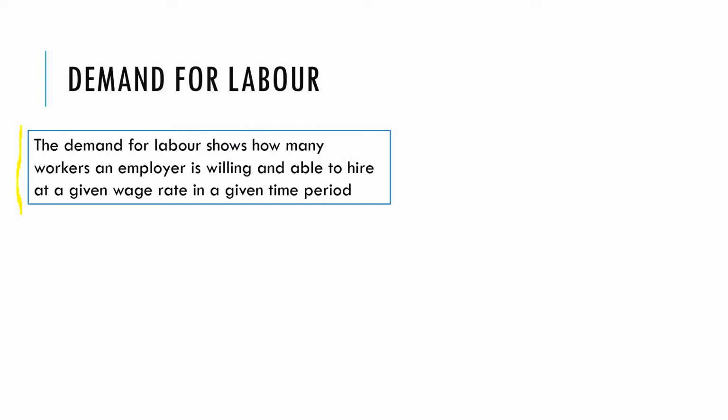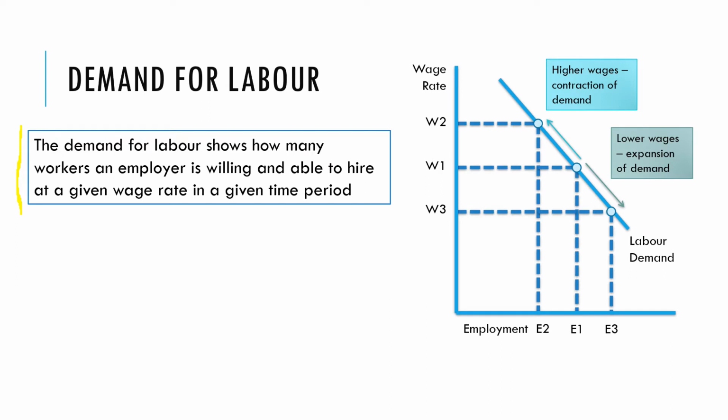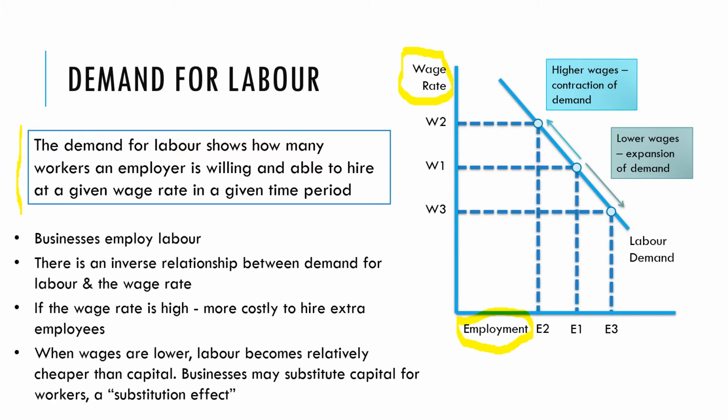Now, here we have the amount of workers and a wage rate. So effectively, we have price and quantity. In this market, the wage rate is the price, so that's the price of a worker per hour, and the level of employment is like our quantity. And we can see here the demand curve for labour. And we can see that there is an inverse relationship between demand for labour and the wage rate.